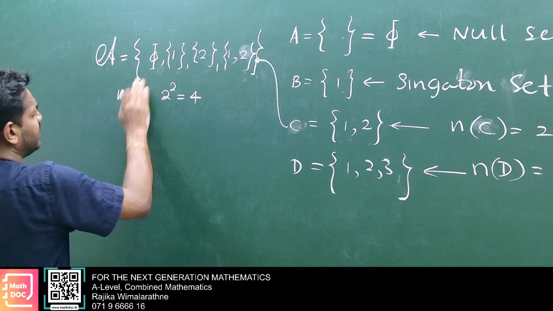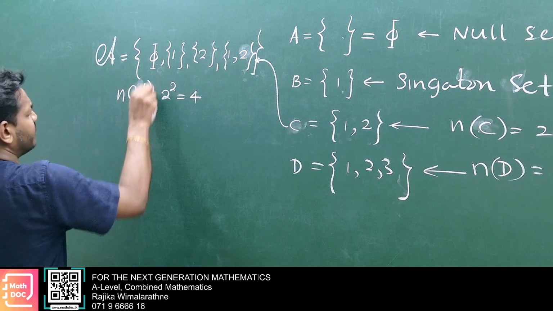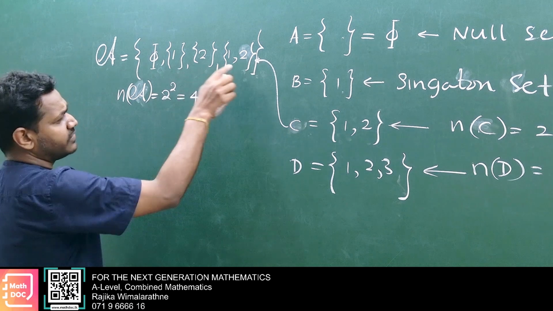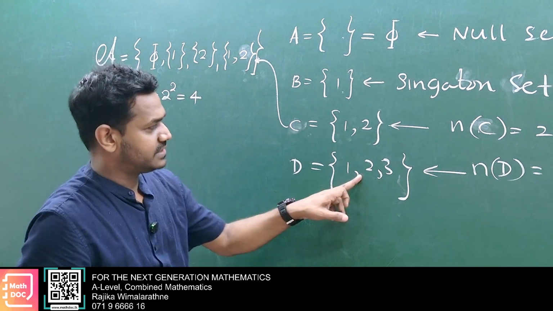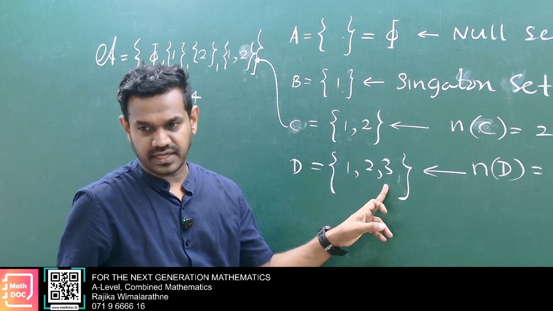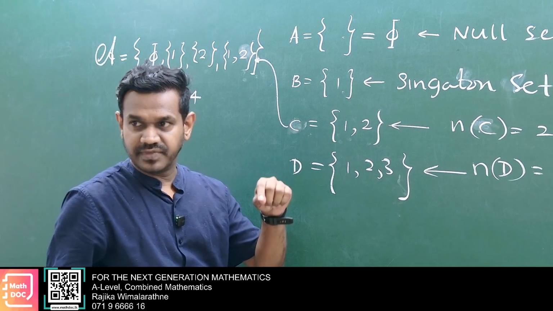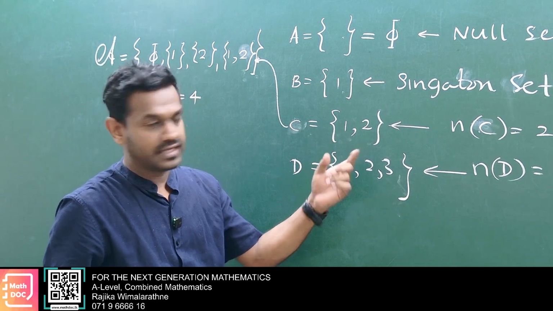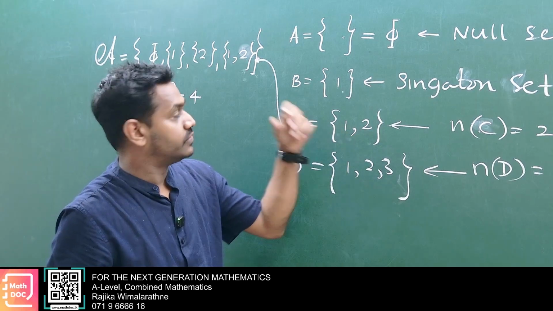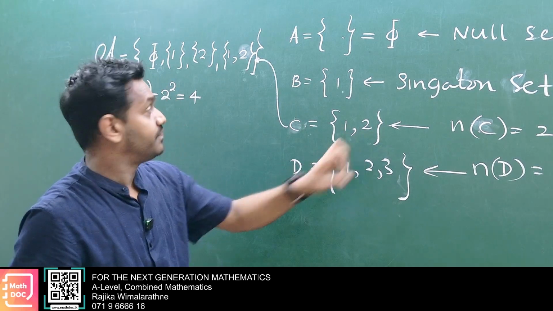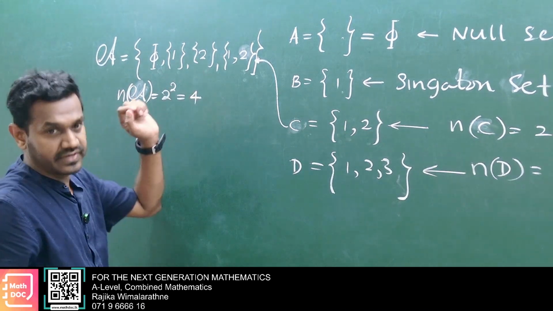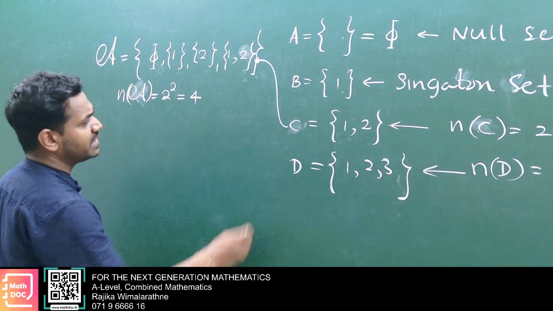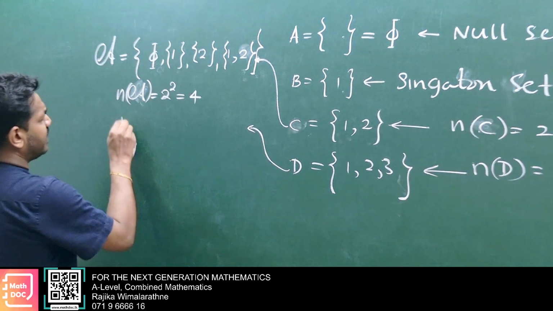We denote it by curl A. 2 to the power 2 is 4: 1, 2, 3, 4. In this case, the elements are 1, 2, 3. Then the number of subsets will be 2 to the power 3. Here the number of elements is 2, so it will be 2 to the power 2. And here the number of elements is 3, then the possible subsets n(curl A).